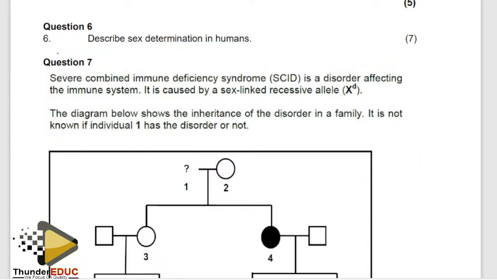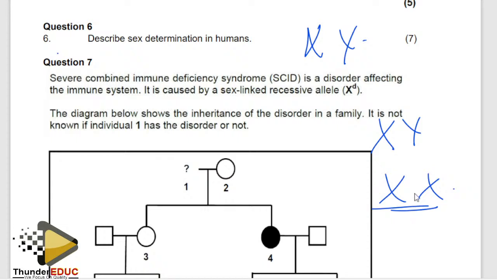If they say sex linked disorder, definitely you have to use X and Y. Male will be X and Y, female will be X and X. If it is not a sex linked disorder, please don't use X and Y. However much they have talked about male and female, please don't use X and Y if they have not mentioned that this is a sex linked disorder. I think I'm clear there.